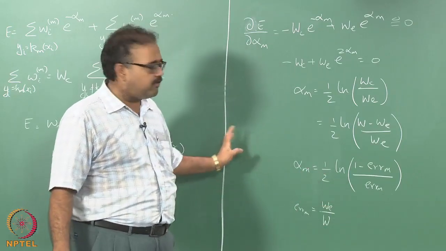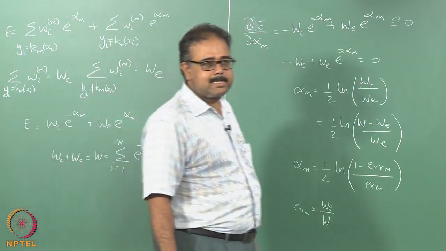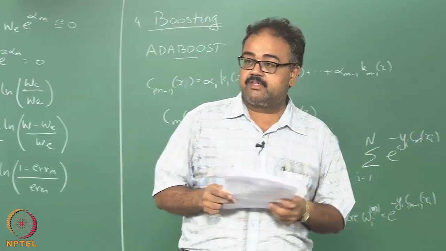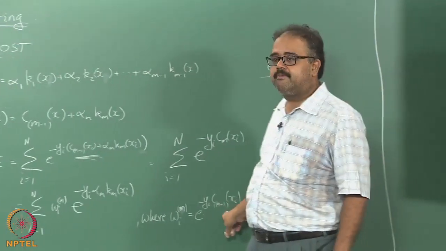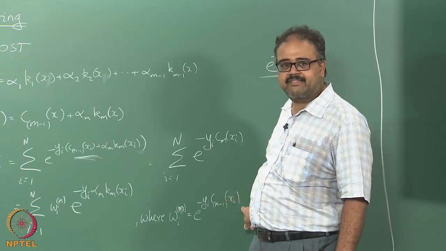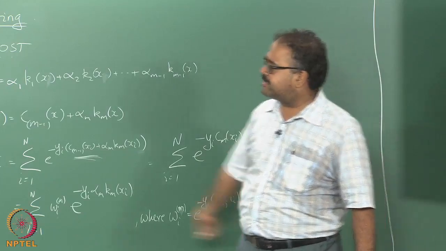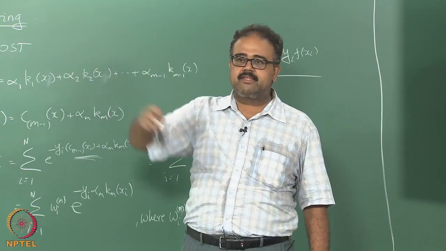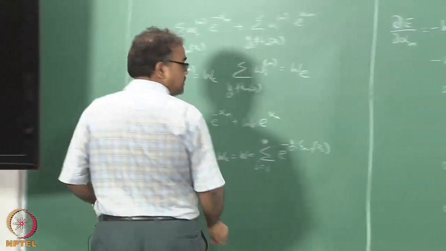And then anything else that you have to do? I have found Km, I have found alpha m, what do I have to do now? I have to change my W's now for the next stage, right. So what is my Wi? It's e power minus yi Cm minus 1 xi, right. So now it has to become e power minus yi into Cm xi. So what is the best way to do that? Just multiply the existing W by e power minus alpha m yi Km xi, right. Does it make sense?